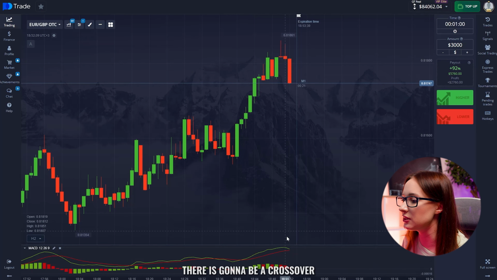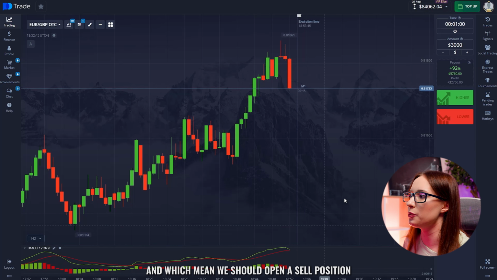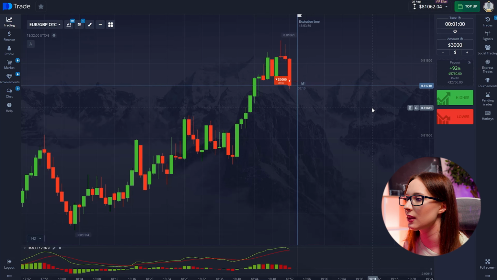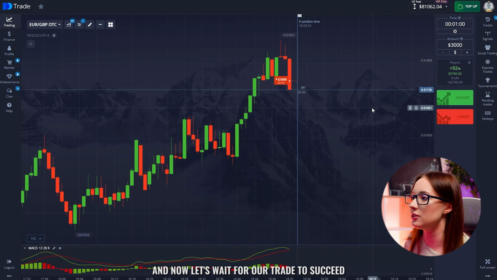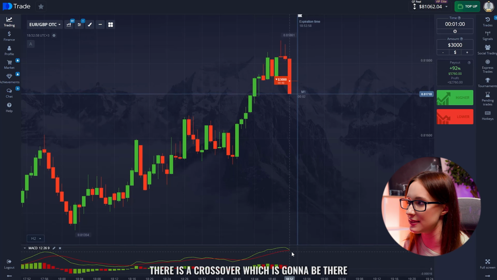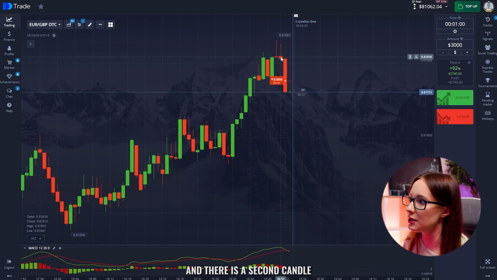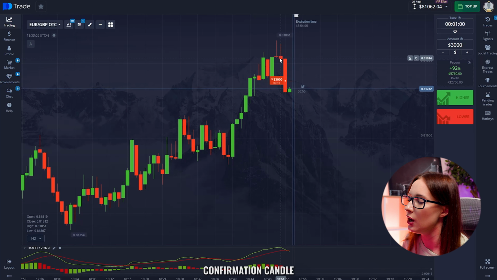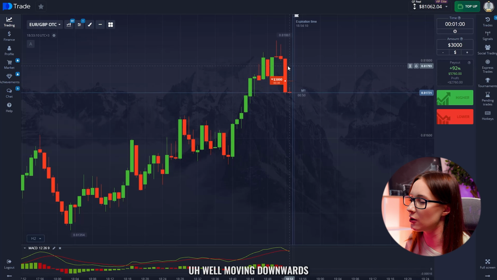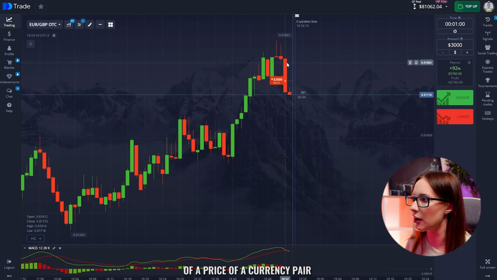And quickly, there is going to be a crossover when the MACD line is going to cross below the signal line, which will mean we should open a sell position, and we can already open it. So let's do it. And now let's wait for our trade to succeed. Why I opened it? Of course, there is a crossover, which is going to be there. And also I'm looking at the downward trend, so the trend was going down, and there is a second candle, a confirmation candle, which confirmed that the trend will continue moving downwards.